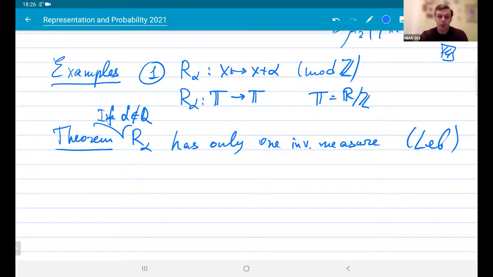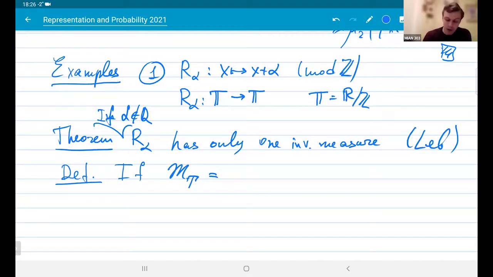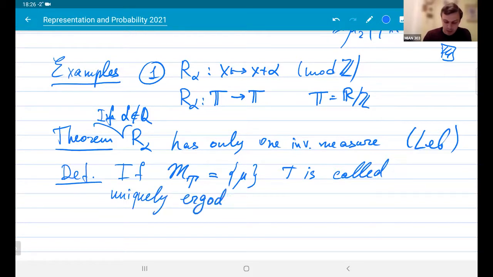And so, definition: if the set M(T) of invariant measures of some transformation T consists of only one measure, T is called uniquely ergodic. By the way, the Russian notation here is a bit different.